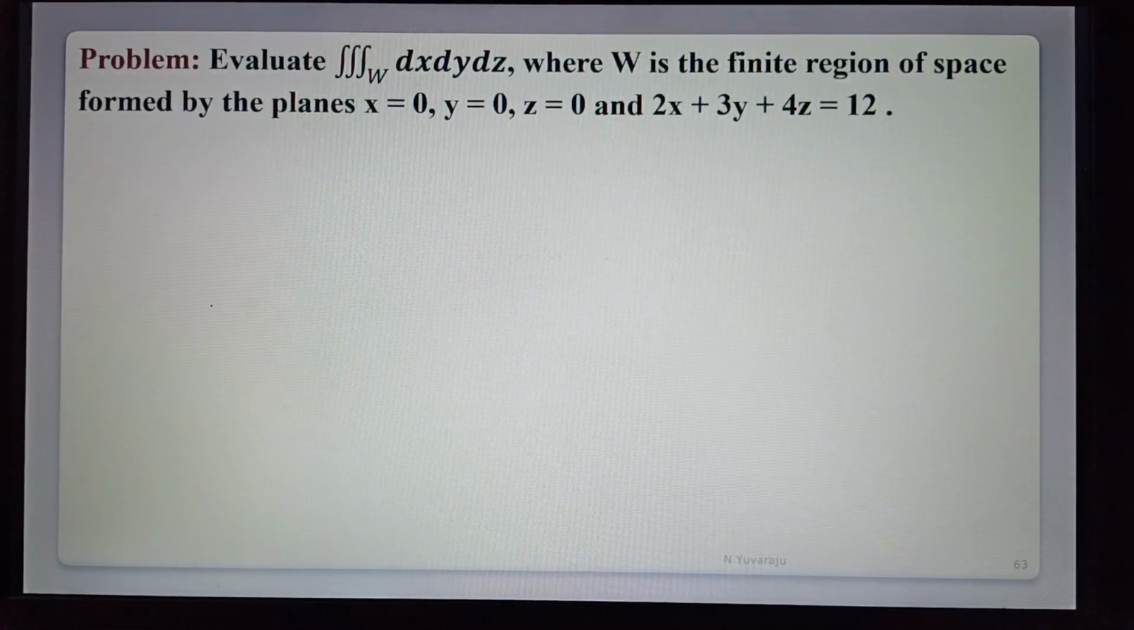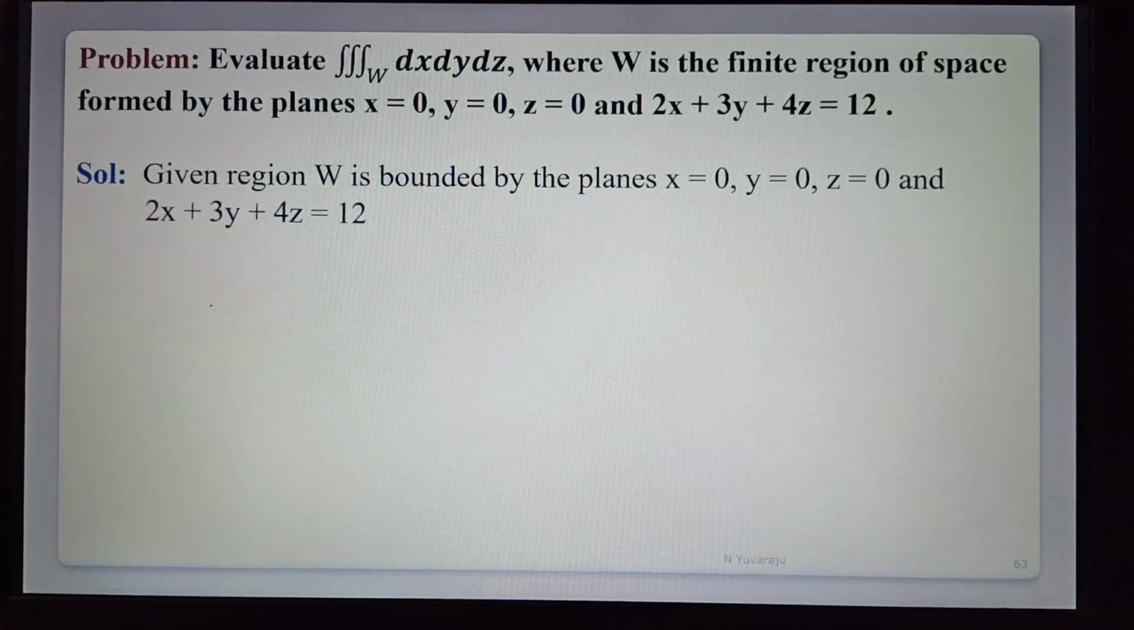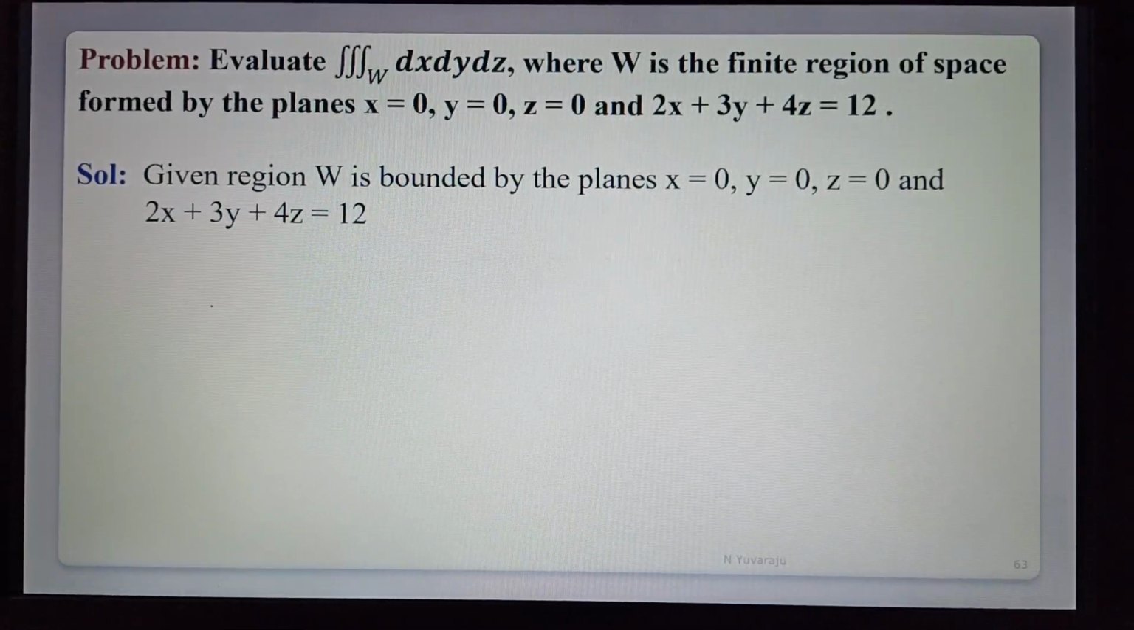The region is bounded by the three planes. x equals 0 means the yz plane, y equals 0 means the zx plane, z equals 0 means the xy plane, and including the other plane 2x plus 3y plus 4z equals 12. First of all, now finding the limits in the region. Similarly, the same procedure as the previous problem.